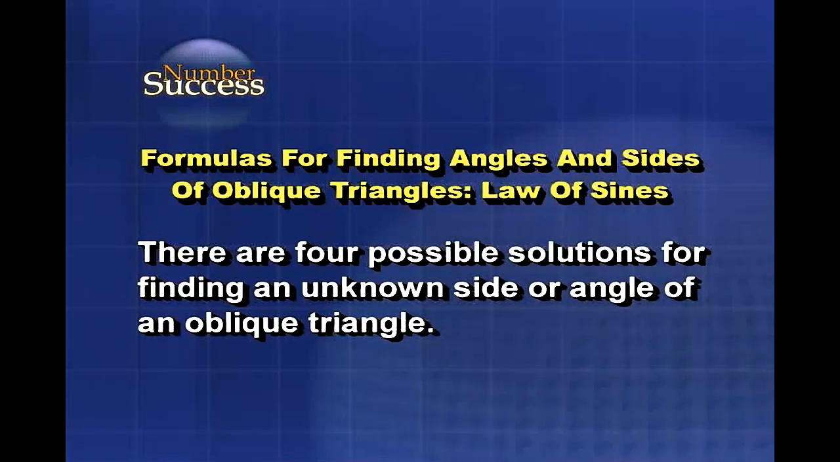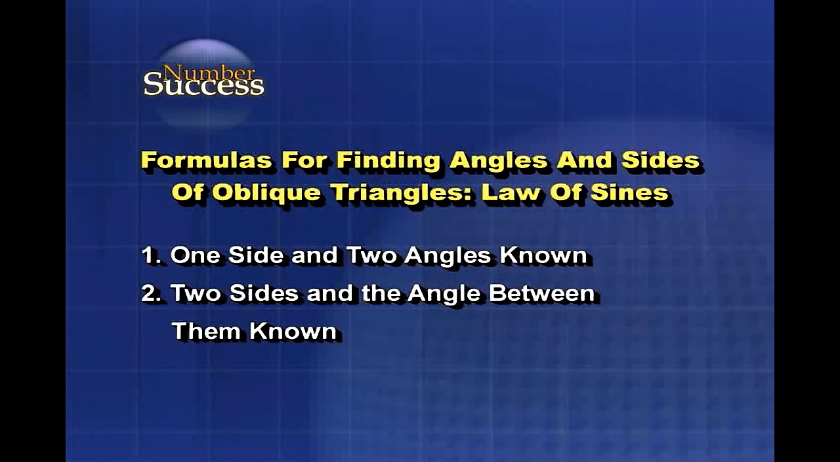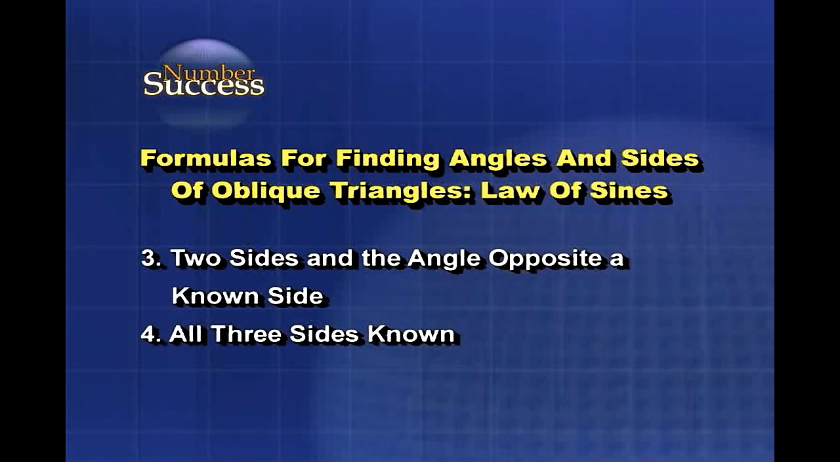There are 4 possible solutions for finding an unknown side or angle of an oblique triangle: 1 side and 2 angles known, 2 sides and the angle between them known, 2 sides and the angle opposite a known side, and all 3 sides known. If you know any 3 parts of a triangle, you can find the missing 3 parts by using one of the 2 following laws. The first law that we're going to work with today is called the law of sines.